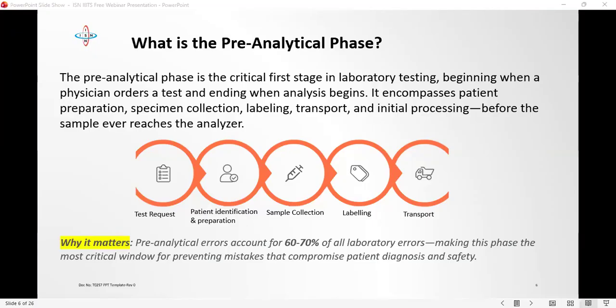So if a patient comes and you collect a sample from a patient that has not fasted appropriately within the period that they are supposed to fast, when you run the analysis, the triglyceride level will be elevated, right?